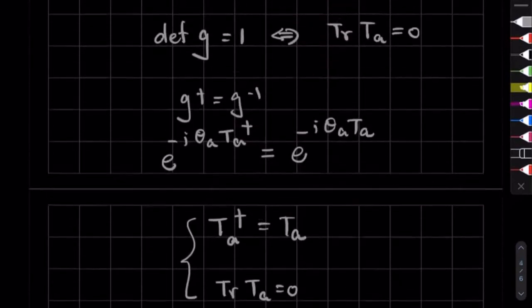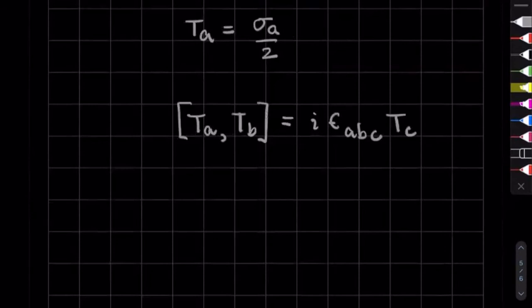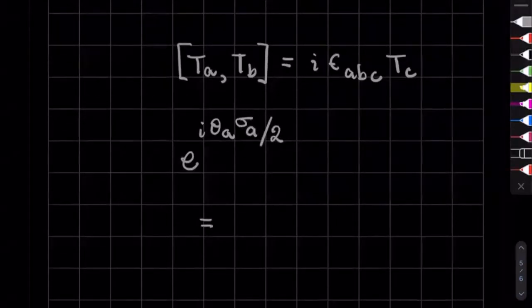Now, there's a very beautiful formula, which is e to the power i theta a times the Pauli sigma a by 2. This is actually equal to, and you can prove this, this is part of your assignment, I think, cosine of, how should I say this?